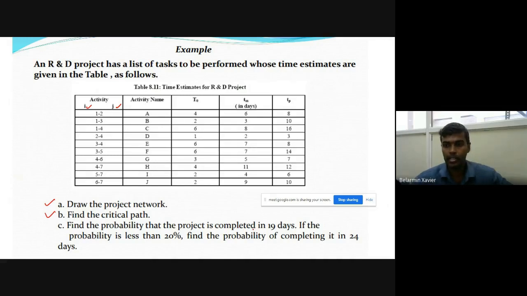Find the probability that the project is completed in 19 days. First, you have to find the completion probability for a duration of 19 days. If the probability is less than 20%, then find the probability of completing it in 24 days. So you have two tasks. One task is to find the probability of completing it in 19 days, and if the probability is less than 20%, find the probability of completing it in 24 days. So do it by yourself, and if you find any difficulties, kindly ask me.